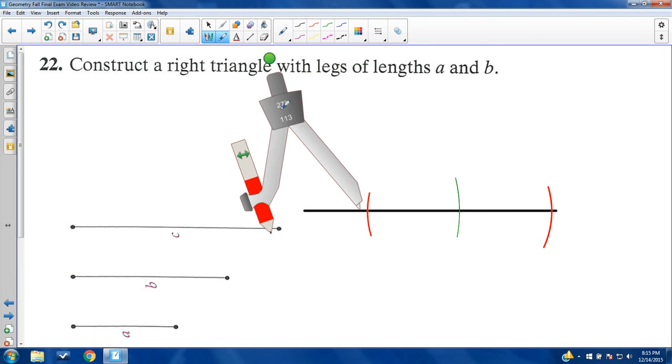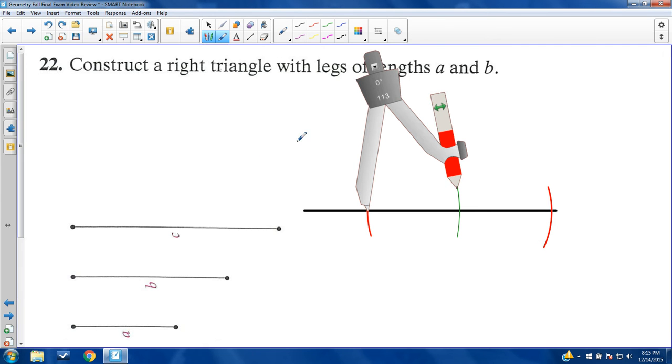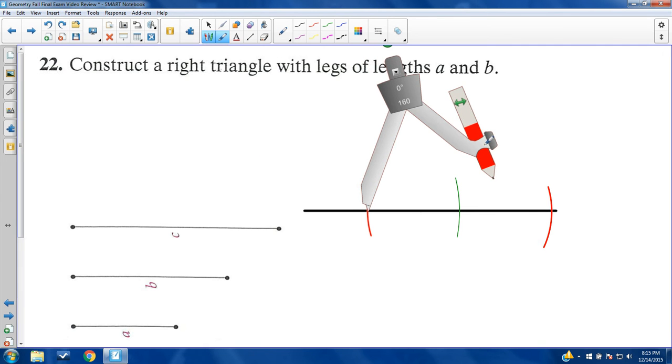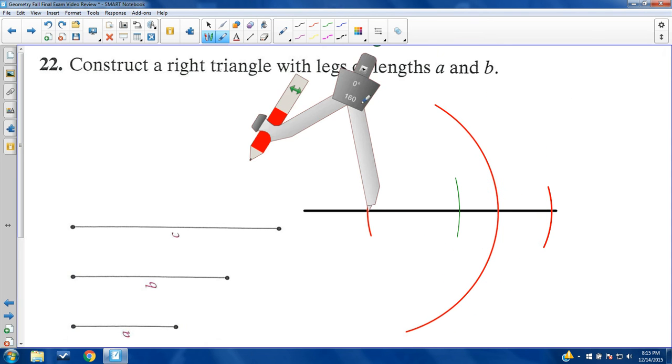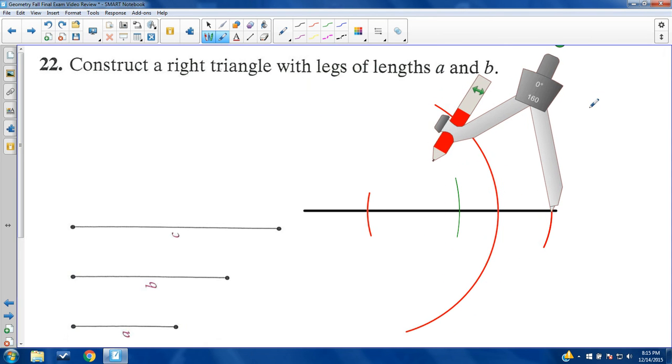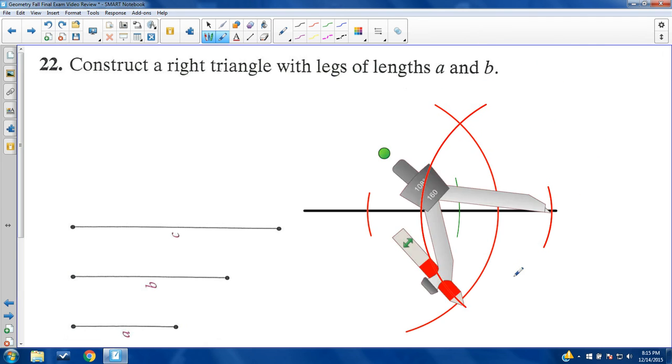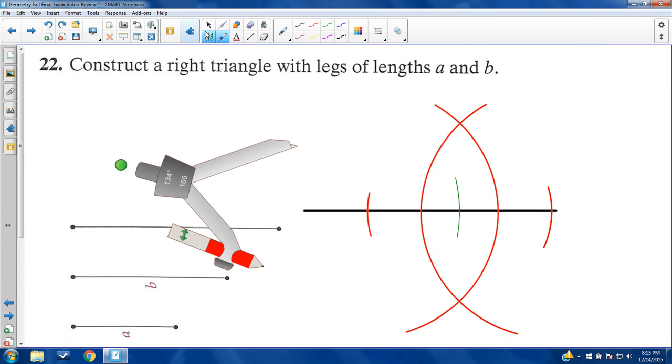What I'm making right now is a right angle. So let's go ahead and extend this a little farther. Let's make these two arcs here and here intersect. Boom. And what I need to now do is draw a segment that goes through there. Wasn't bad. Actually, it's pretty good. And that is my right angle.